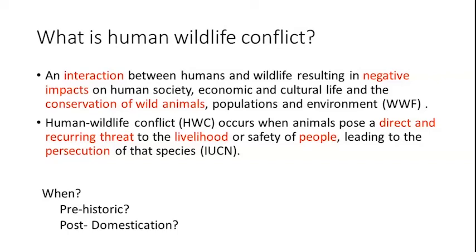So one thing is, I think location is important to be added to these definitions. And secondly, in my opinion, we can use the word conflict post-domestication, not pre-domestication, because pre-domestication, anyways, we were kind of half animals. So it was competition rather than conflict, right?